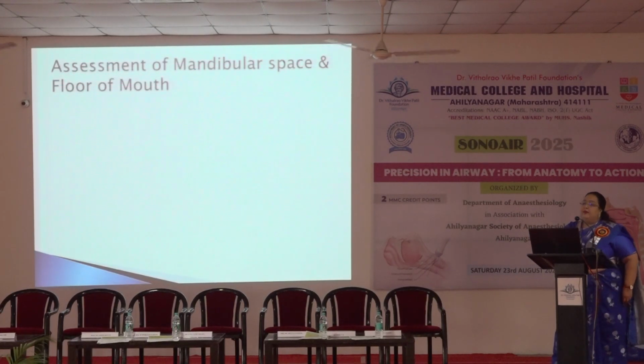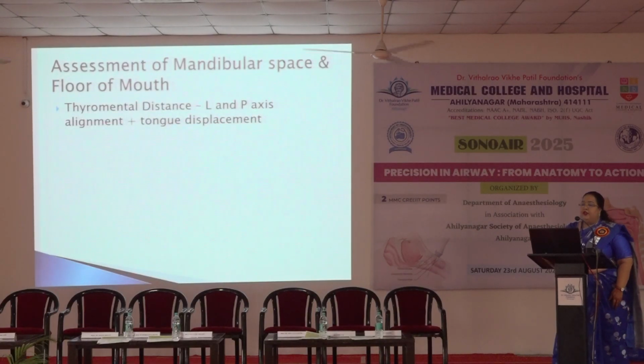Then coming to the assessment of mandibular space and floor of the mouth. The first one is the thyromental distance. It will help us to see the laryngeal and pharyngeal axis alignment and tongue displacement.